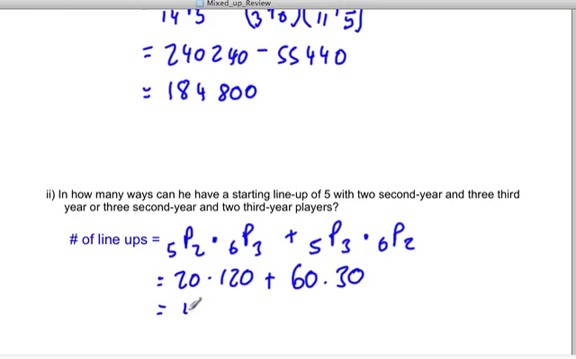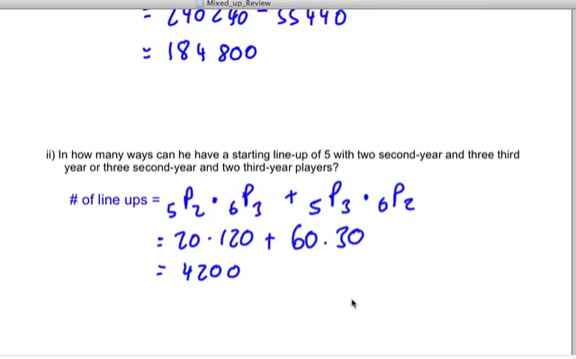to 4,200. Now, if you used combinations, you would have used a combination of 5 choose 2 times the combination of 6 choose 3 plus the combination of 5 choose 3 times the combination of 6 choose 2, and you would have gotten an answer of 350.